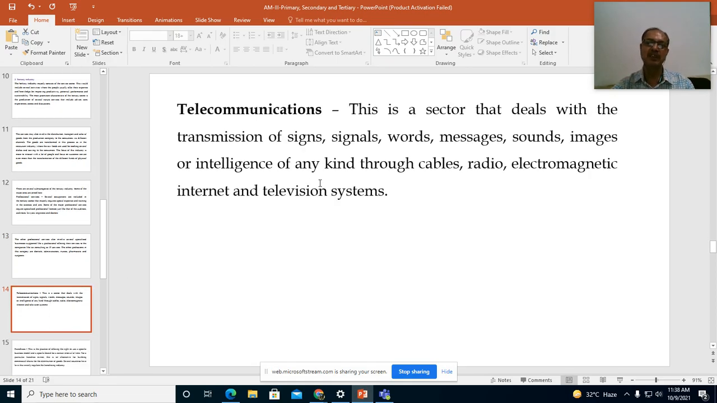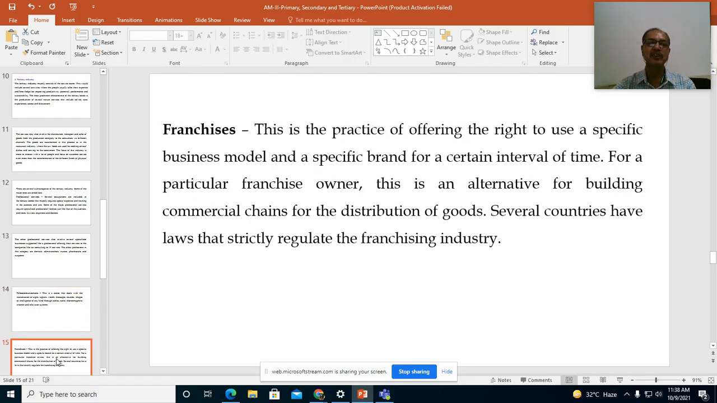Telecommunication is also a major one. This is a sector that deals with the transmission of signs, signals, words, messages, and so on. You know already about this.